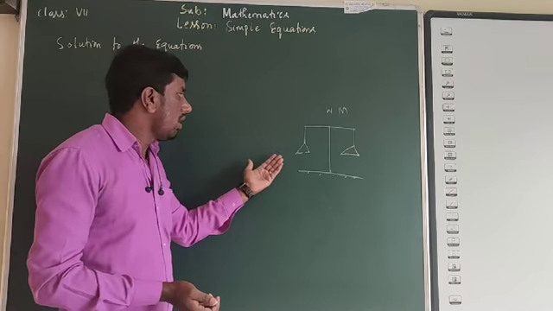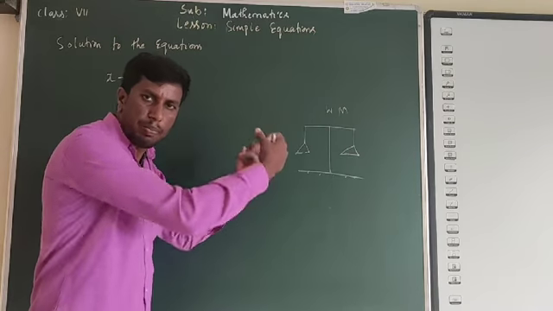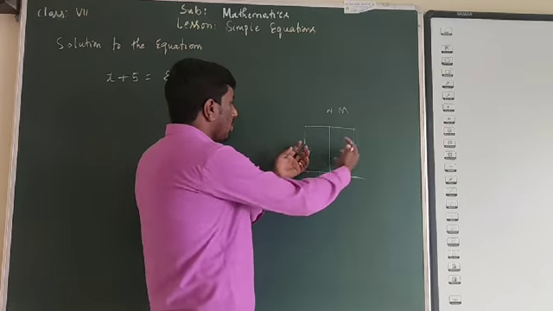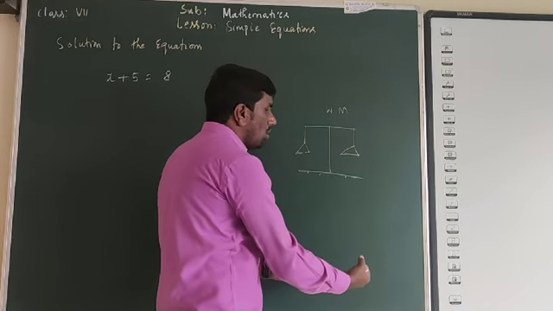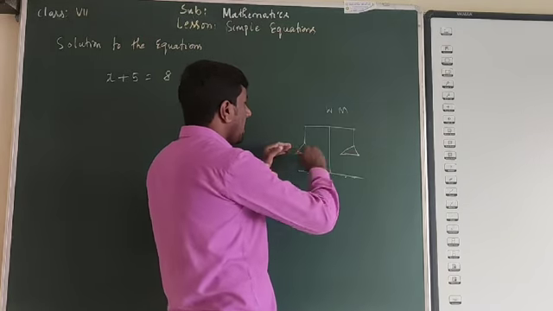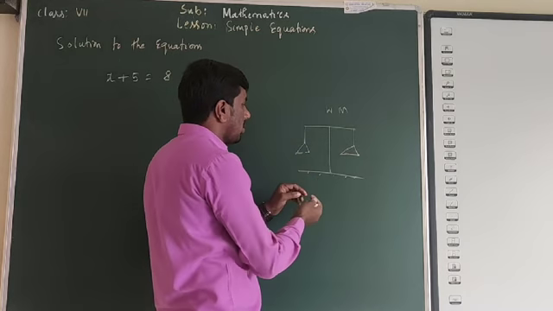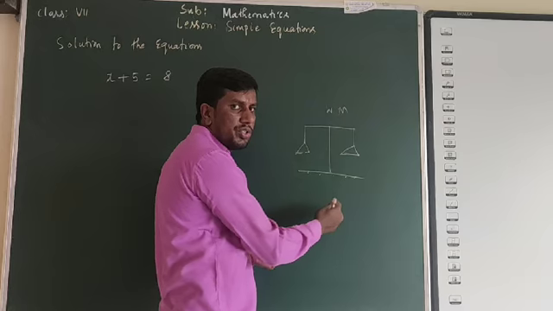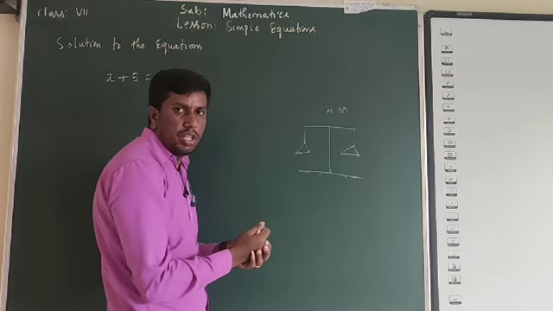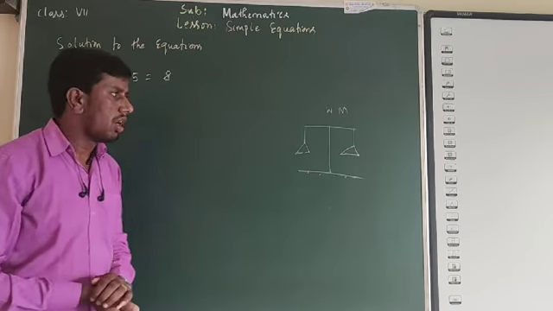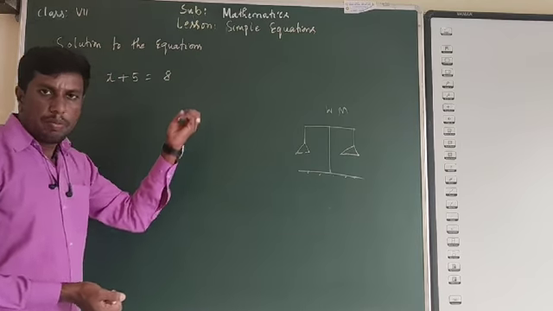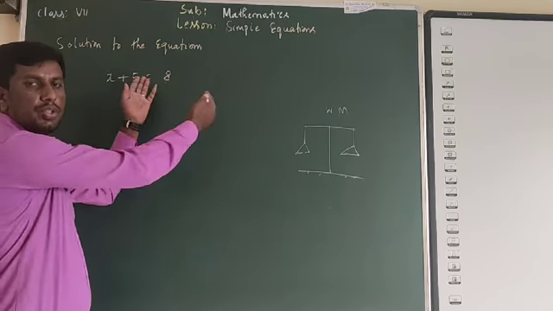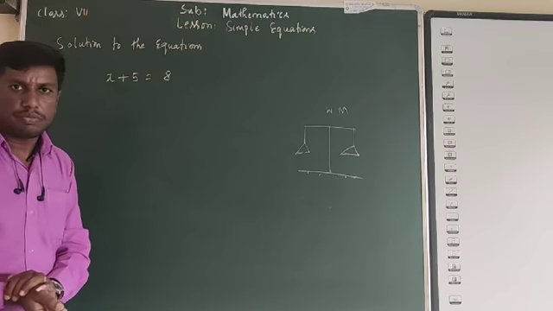If you want to add something, add to both sides. If you want to subtract something, subtract from both sides. If you want to remove weights, you need to remove them from both arms. Then only it will be in the horizontal position. Suppose you remove from the LHS and keep the weight in the RHS, again there will be a deviation, right? It is not in the horizontal position. So if you want to subtract something from the equation, subtract from both sides. If you add something to the equation, add to both sides.